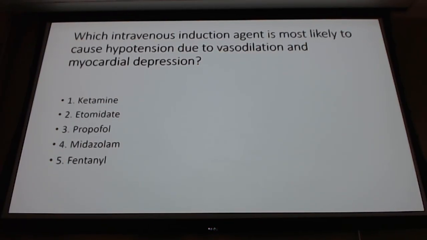All right. Which intravenous induction agent is most likely to cause hypotension due to vasodilation and myocardial depression? Who wants 1? Who wants 2? Who wants 3? Who wants 4? And a 5th? Yeah, 5th. Great. So it is propofol, number 3. Okay? It has the highest rate of hypotension of all of them.